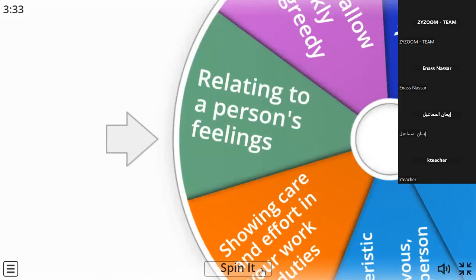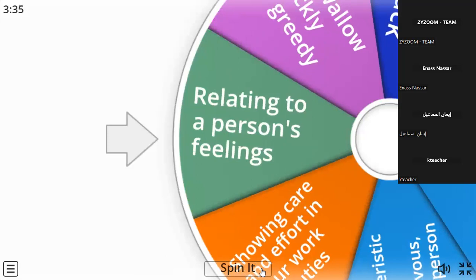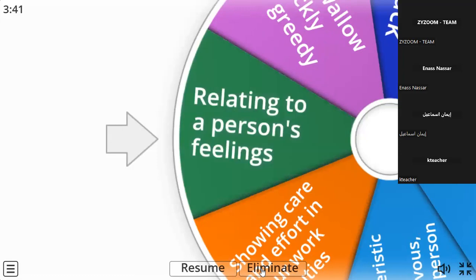Relating to a person's feelings, very sensitive, and anything can make him or her cry. He's very sensitive, he can easily be broken. What do you think? Emotional. Yes, exactly. Emotional, perfect.